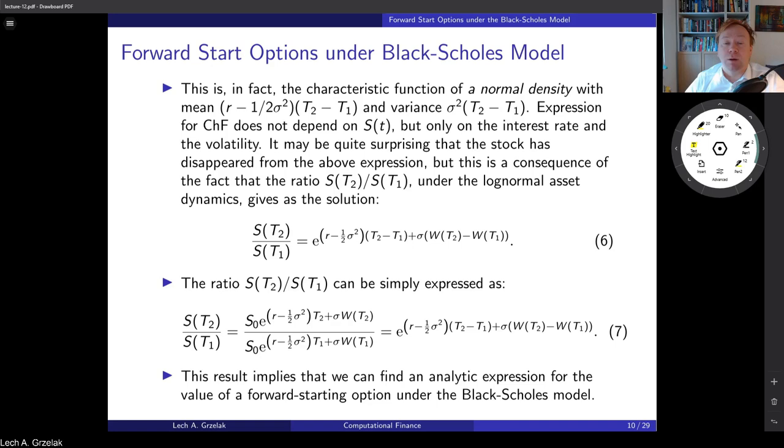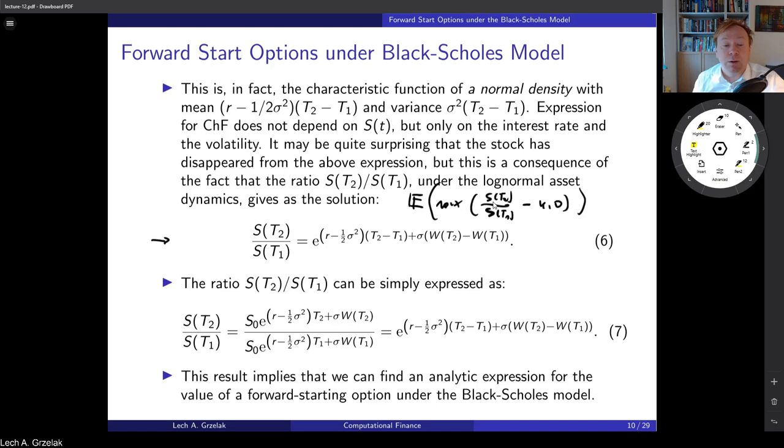So let us take a look at the ratio of two stocks. We have a stock at time T2 and T1. As you remember from the definition of a forward start option, we essentially had a payoff of the maximum of ST2 divided by ST1, this is T2, T1, minus K, and 0. So in the end, if we calculate the expectation of this type of payoff, we are interested in the distribution of the ratio. Once we know the distribution, we can find this expectation, and hopefully this is given analytically.